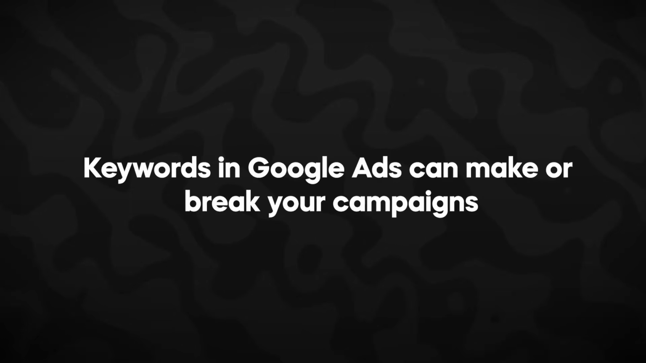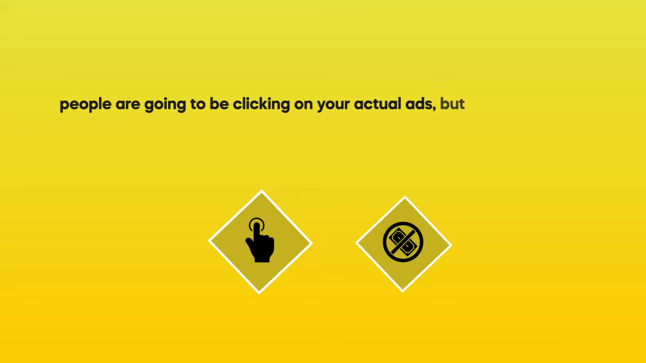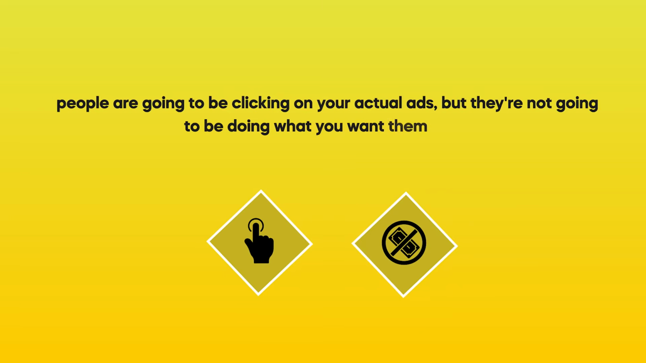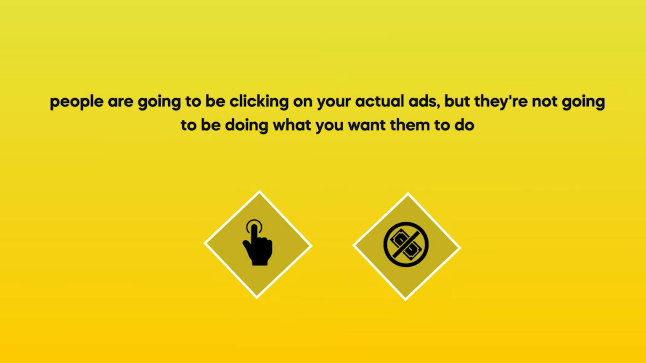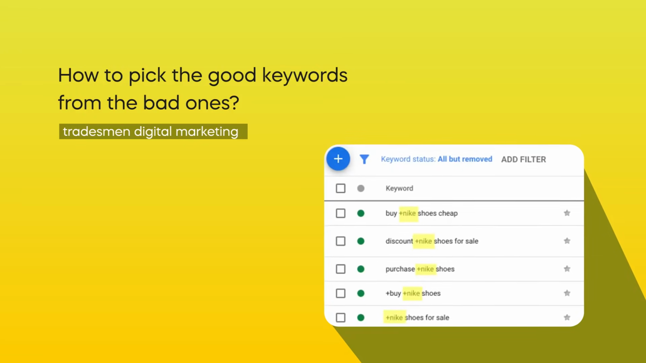Keywords in Google Ads can make or break your campaigns, and without selecting the right ones, people are going to be clicking on your actual ads, but they're not going to be doing what you want them to do, which is to buy your product or buy your service. This is something most people experience in Google Ads and really just don't know how to solve this problem. And in today's video, I'm going to show you exactly how to pick the good keywords from the bad ones.